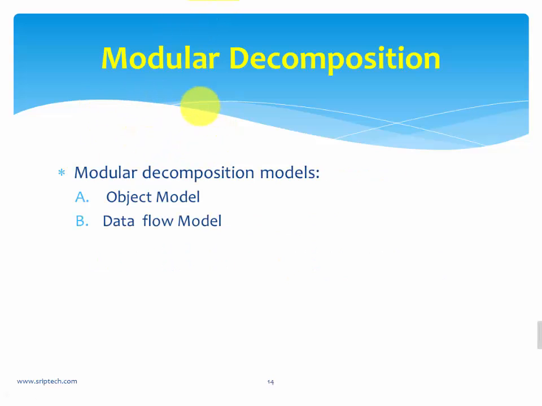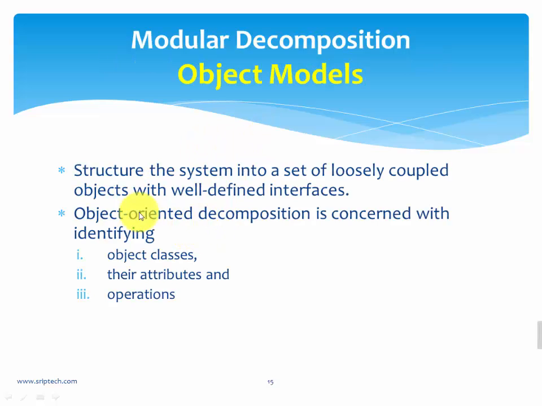Now module decomposition models are of two types. We call them an object model and a data flow model. Now we shall focus on what is an object model and what is a data flow model. Now what are object models?